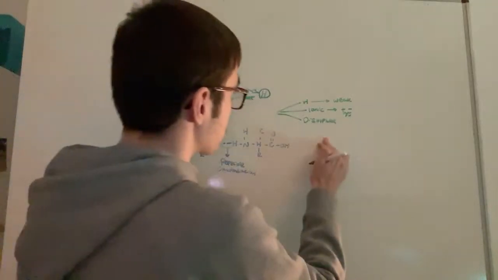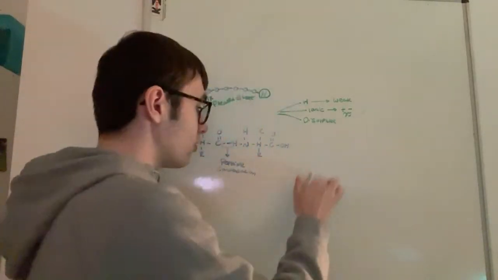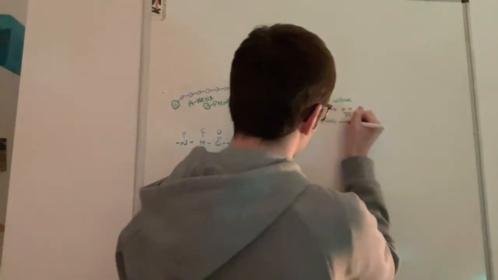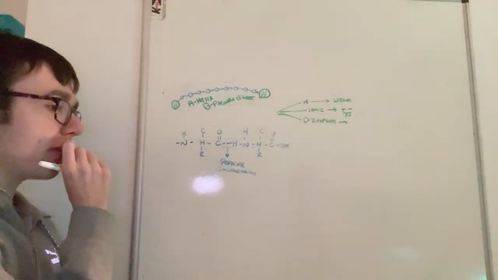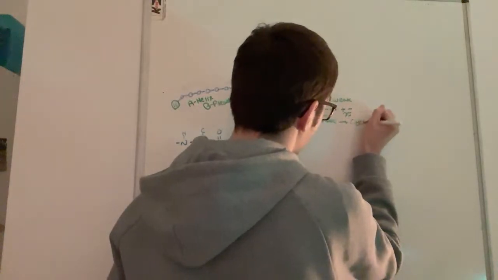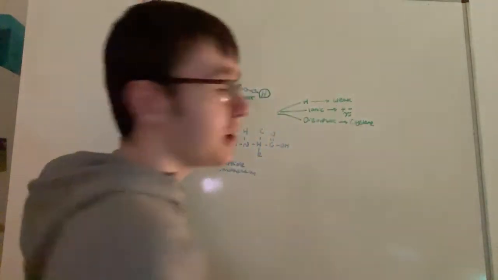And next is disulfide bridges, which are only formed between, I don't recall the name, it's right on the tip of my brain, the cysteine amino acid.